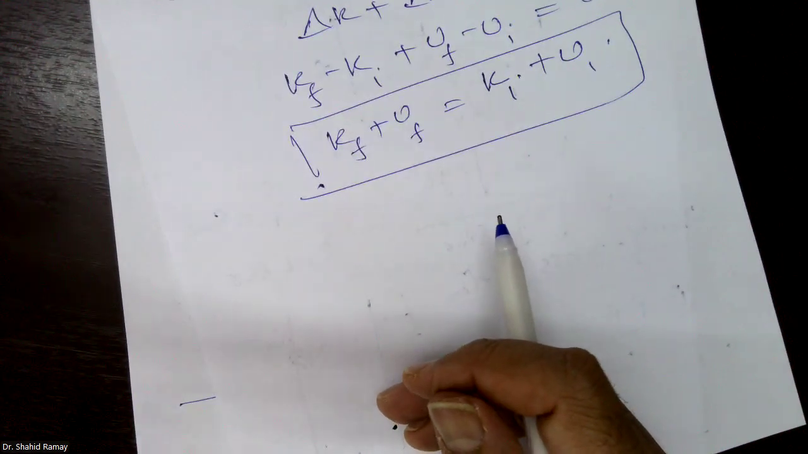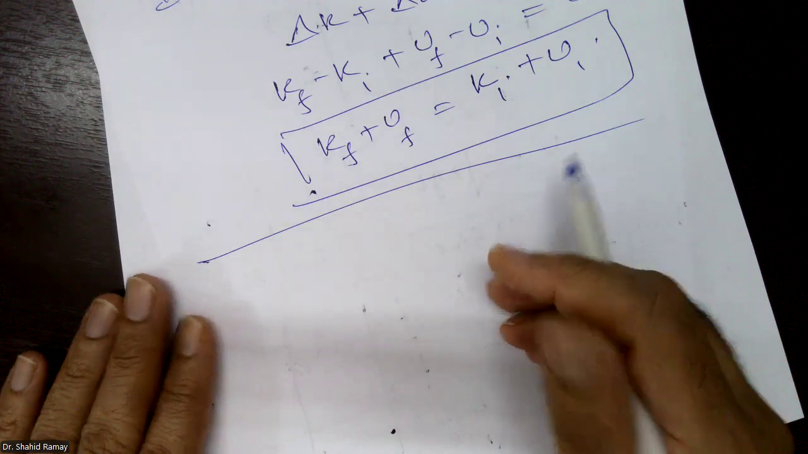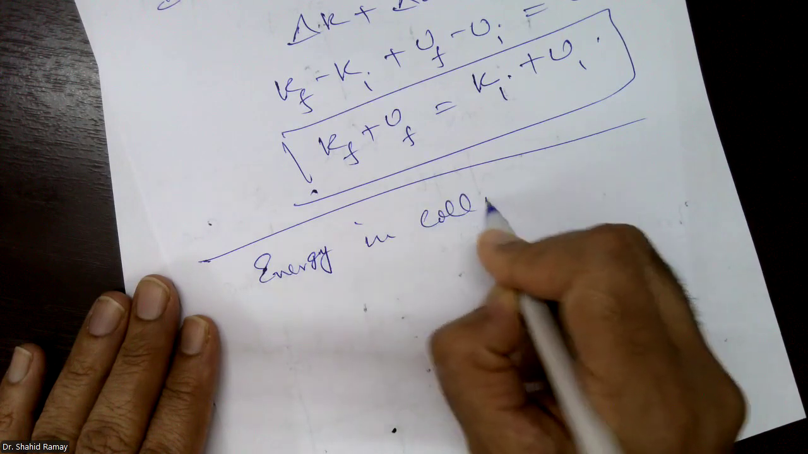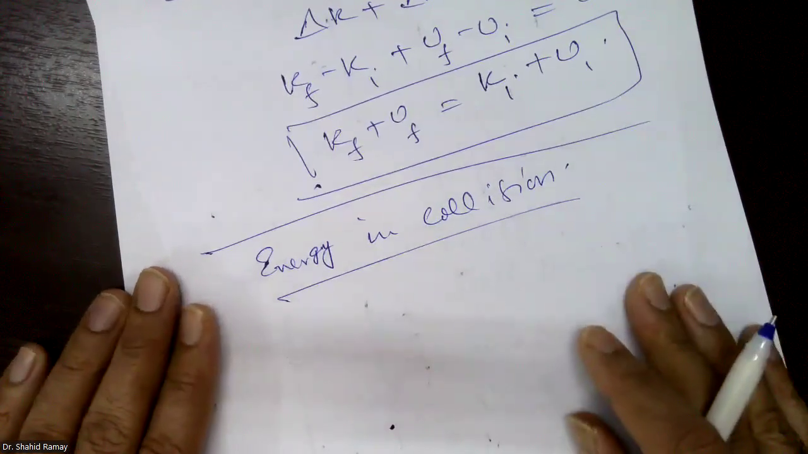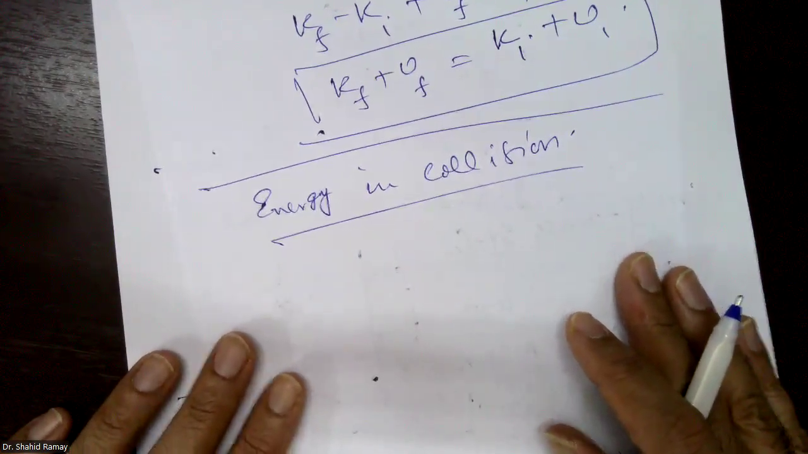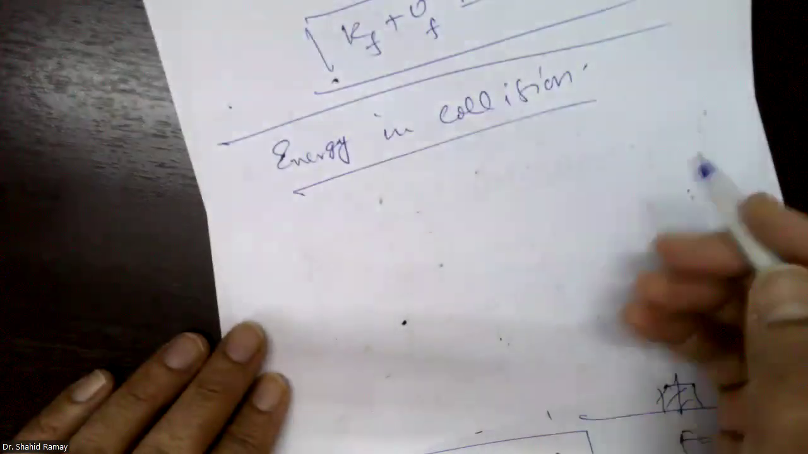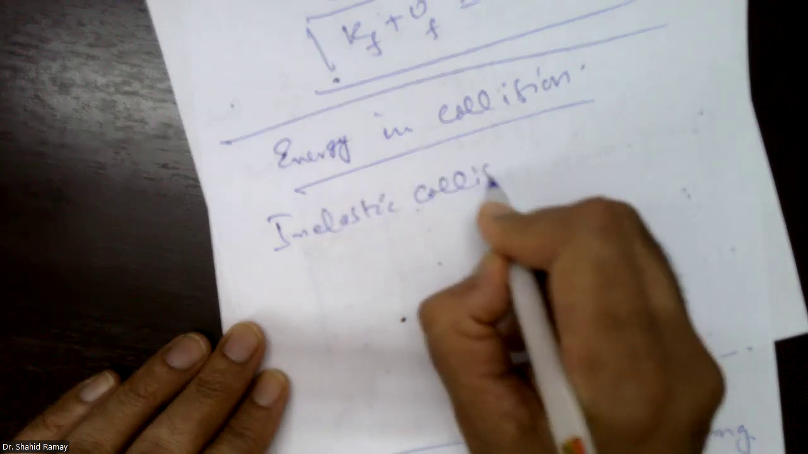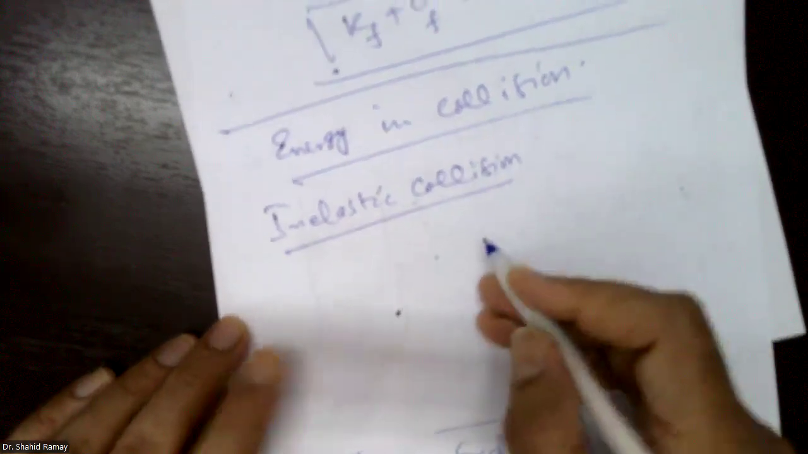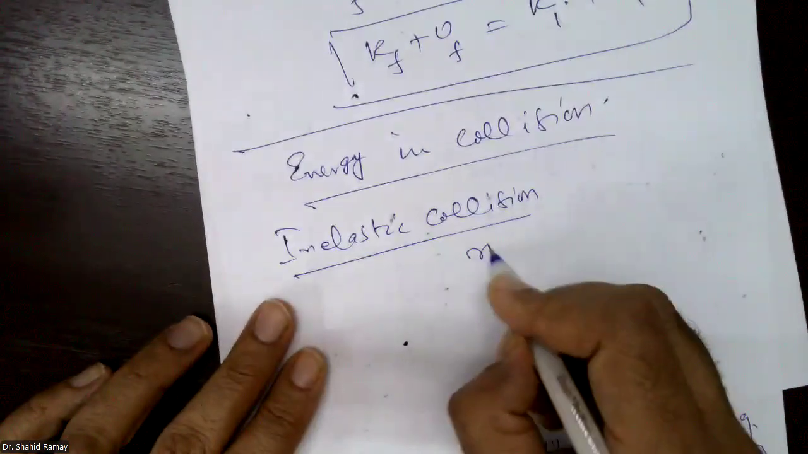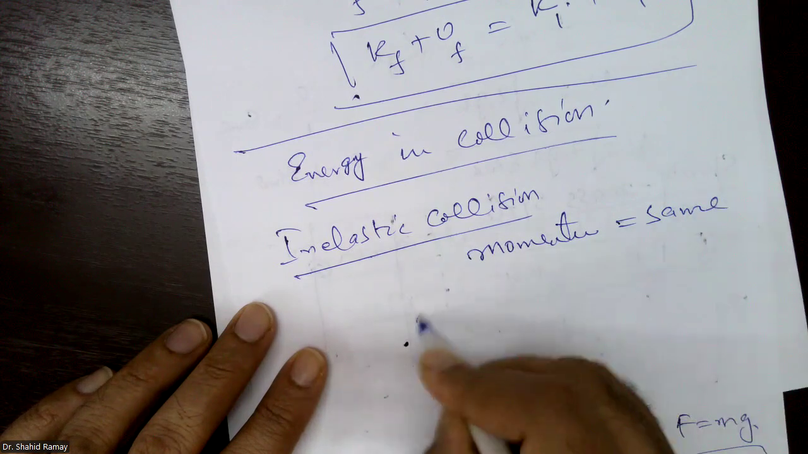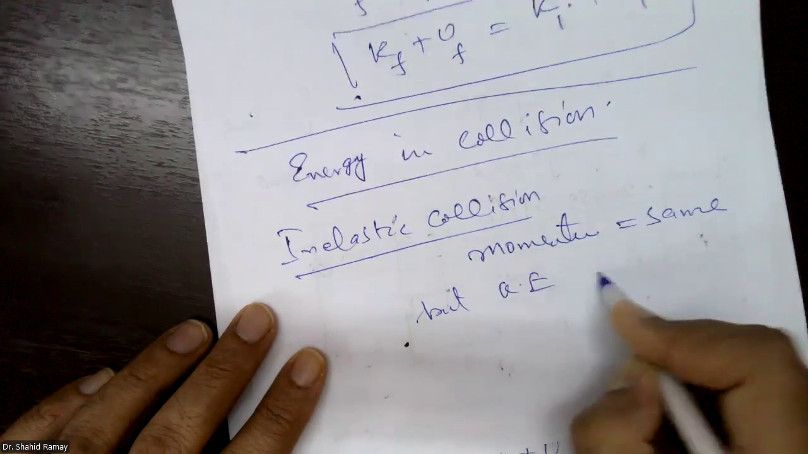After this, we have energy in collisions. In the previous chapter, we studied collisions, but we studied the inelastic collision. So what was the inelastic collision? I just write here, inelastic collision. You should remember that in an inelastic collision, the momentum remains the same, but the kinetic energy is not the same.